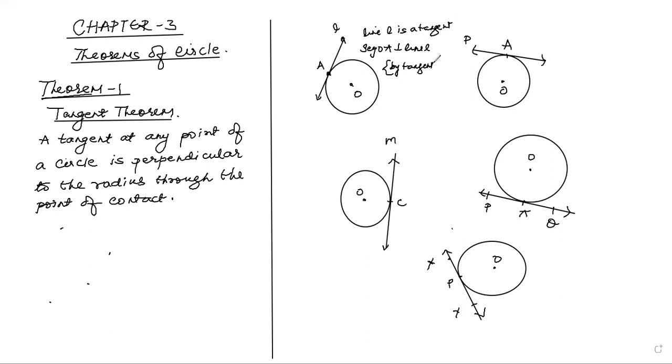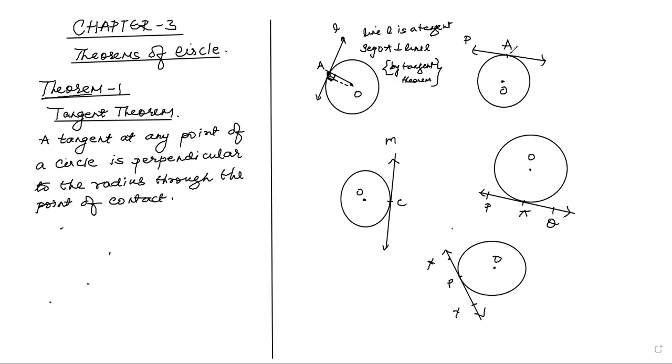So the moment you see a tangent, especially when only one tangent is given in the question, this idea should come to your mind: it's perpendicular to the radius. If I draw radius OA, this radius OA is perpendicular to line L. Are you getting me here?